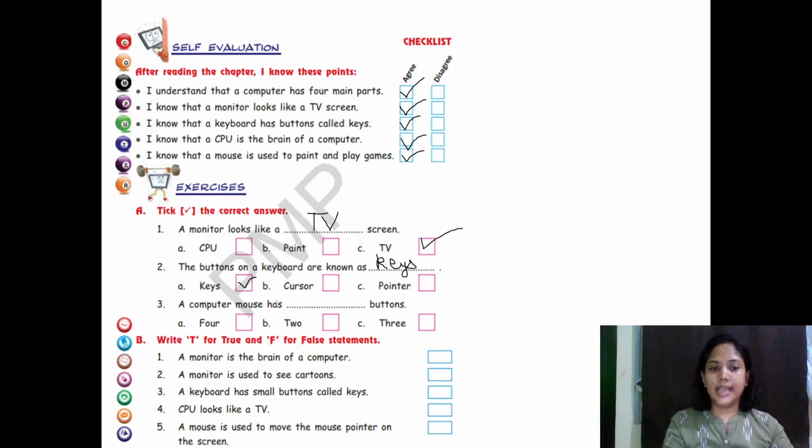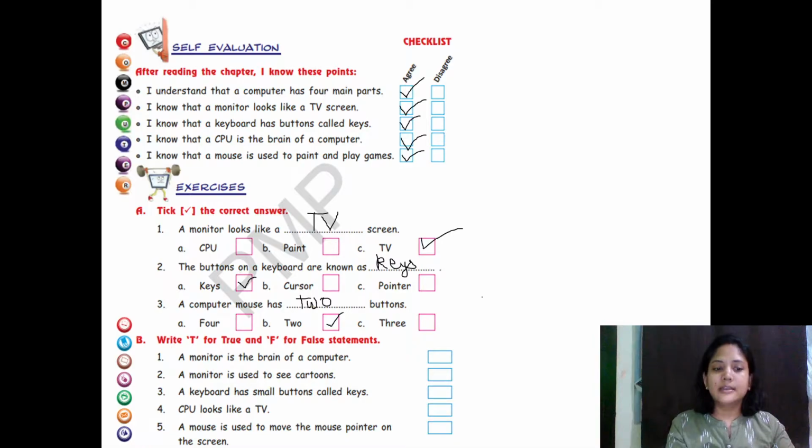Okay. Now next is a computer mouse has dash buttons. So how many buttons does a computer mouse have? Do you remember? Left and right. That is 2 buttons. Okay. How many buttons? 2 buttons. So I am going to tick mark 2 and will write the number 2. So 2 will be small letter, right? Because it is coming in the middle of the sentence. You remember the sentence formation rules?